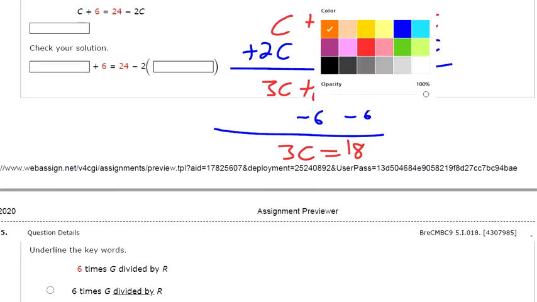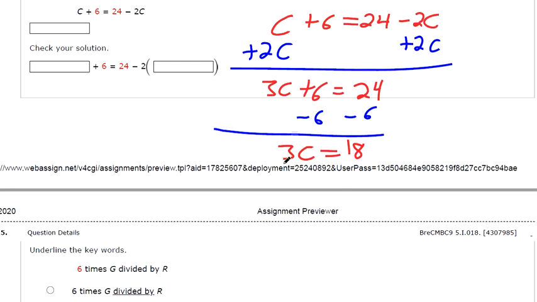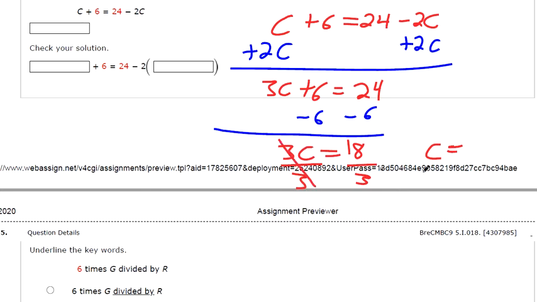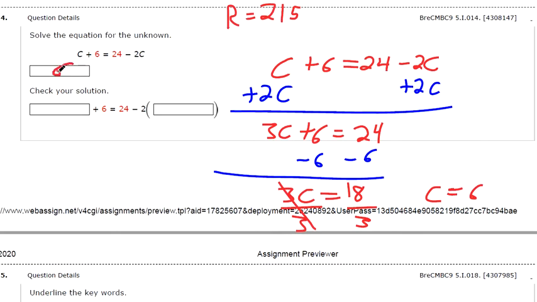And then we're still trying to get c by itself. So if a number is next to a letter, that means it's multiplying. So I'm going to divide both sides by 3. We get c equals 18 divided by 3, because the 3's are gone, right? So 18 divided by 3 gives us 6. That's what goes here in all these boxes.